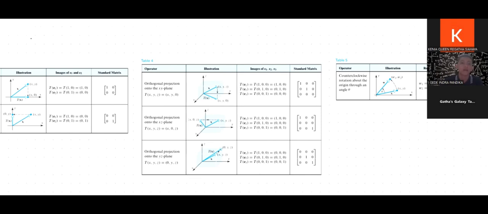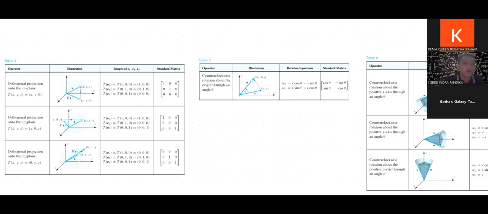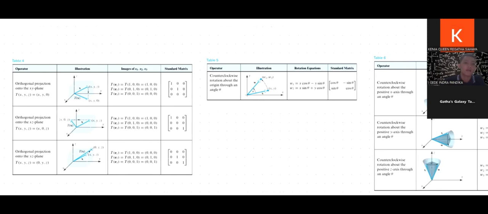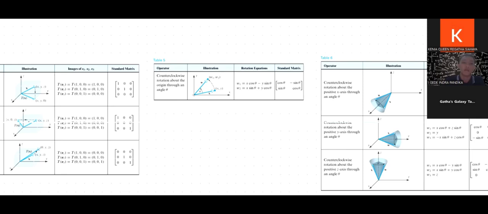The second, we will explain table number 4. Okay, so first we have orthogonal projection onto the xy plane with the general equation transform T of vector x, y, and z equals x, y, and 0. So in this we have to change the value of E3, and the values of E1 and E2 do not change. So the standard matrix will be like this.